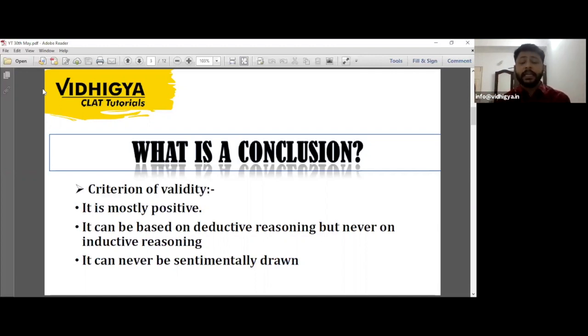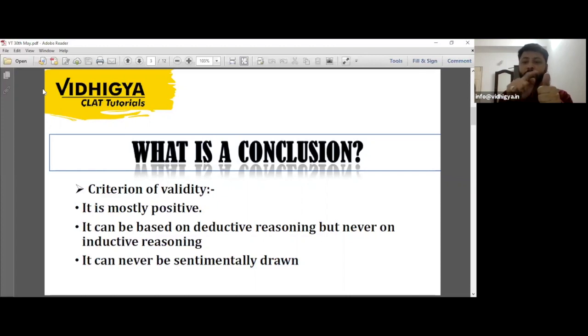Now, the criteria on which we check the validity of the options that are given: mostly the conclusion is positive. Again, there are only two cases where we can consider negative conclusions as well. One, when the statement is in itself negative. And the second, when there is a comparison in the statement. If I say A is taller than B, I am saying A is tall, this is for sure, and I'm also saying B is not so tall as A.